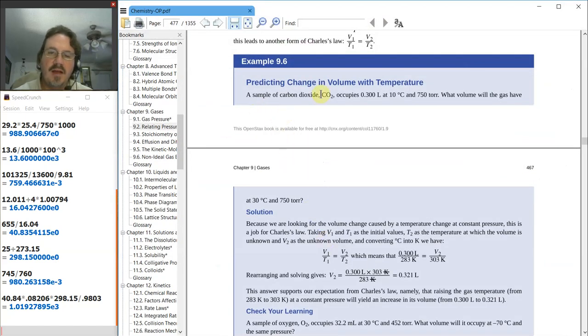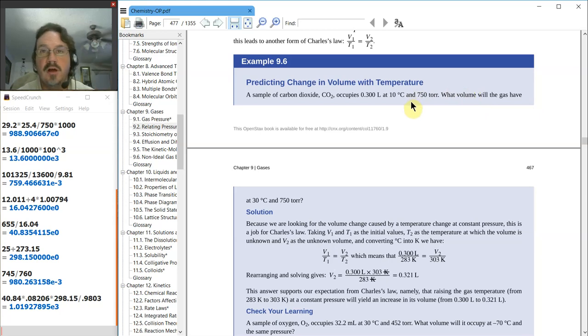Example 9.6 to show how this works. A sample of carbon dioxide, CO2, occupies 0.3 liters at 10 degrees and 750 torr. So, pause here. They gave me pressure, temperature, and volume. It says then, what volume will this gas have at 30 degrees temperature and 750 torr? So they gave me pressure here. The pressure hasn't changed. The temperature's gone from 10 up to 30. So they've heated this up, and they're asking me what's the new volume of it. So I'm allowing temperature and volume to change.